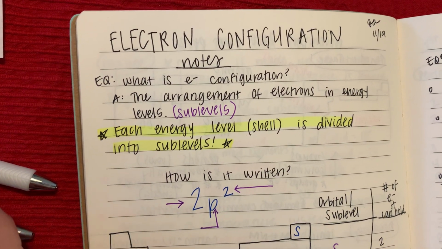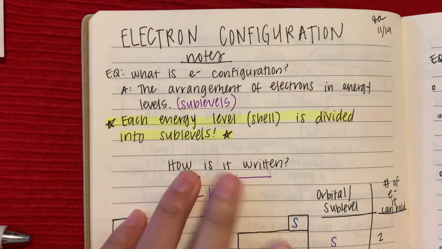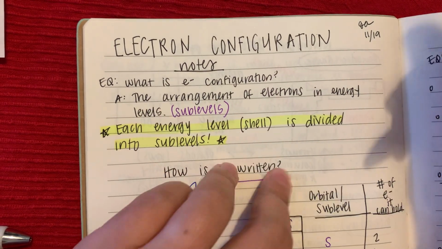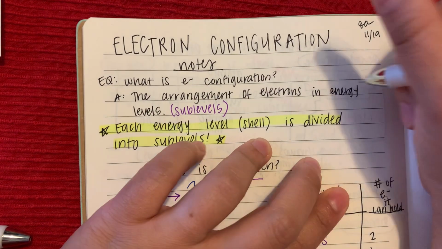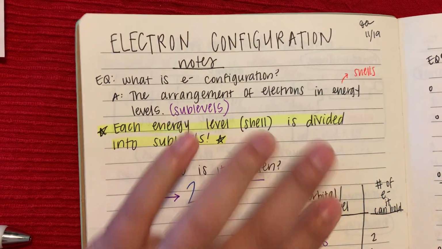So first things first, this essential question says, what is electron configuration? And all it is, is the arrangement of electrons in energy levels. And remember, what are energy levels again? Energy levels are shells. Remember the rings in an atom?